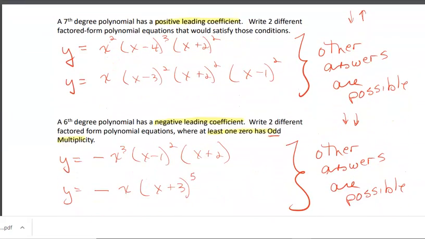Okay, so here's a little word problem. I'm looking for a 7th degree polynomial. That means when you add up all your powers, it has to be 7. And it has to have a positive leading coefficient. Therefore, this is a positive, and both of these, all the factors are written in the traditional way. So here, why is this degree 7? 2, 3, 4, 5, 6, 7, bingo, positive leading coefficient. 1, 2, 3, 4, 5, 6, 7, also bingo.